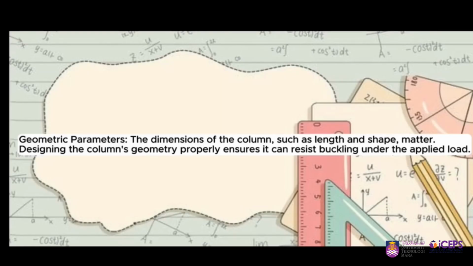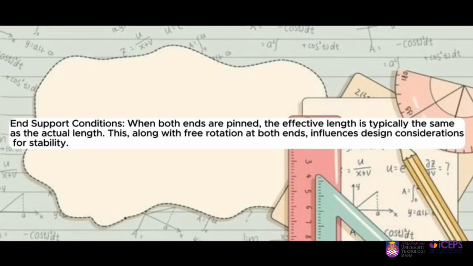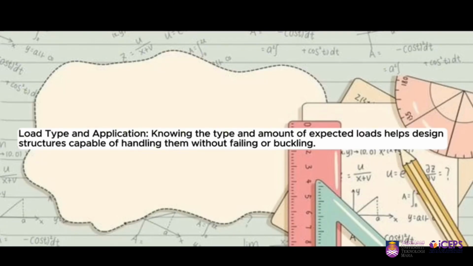Geometry parameter. The dimensions of the column, such as length and shape, matter. Designing the column geometry properly ensures it can resist buckling under the applied load. And support condition. When both ends are pinned, the effective length is typically the same as the actual length. This, along with free rotation at both ends, influences the design considerations for stability.